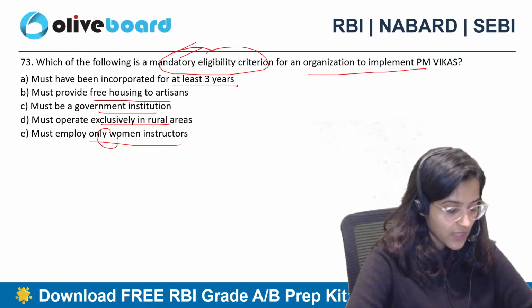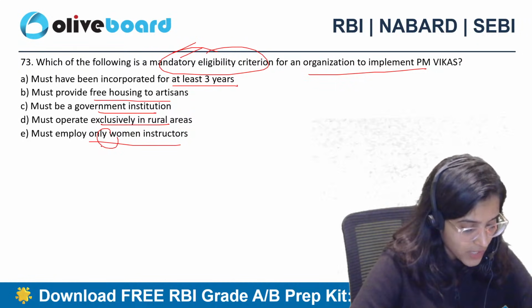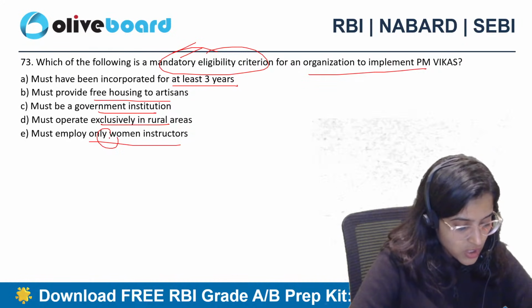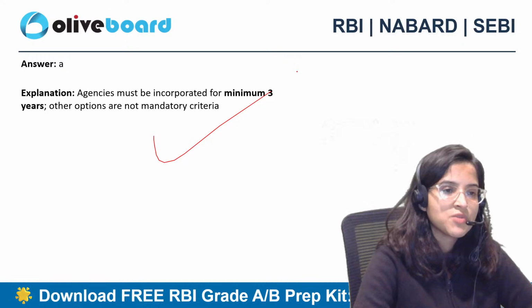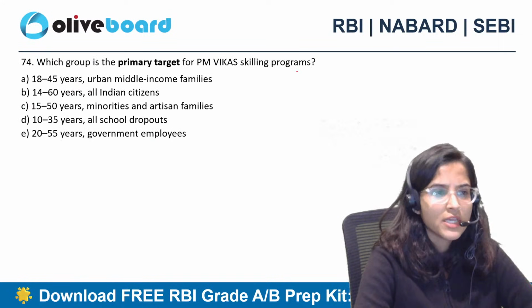73rd question, I have received A as the answer. Anybody else? Shlok, Vedant, too much. A, you guys are saying absolutely correct. Agencies must be incorporated for a minimum of 3 years and the rest are not mandatory.